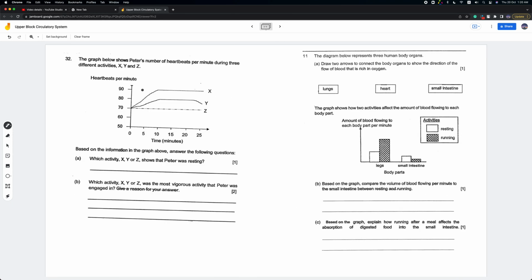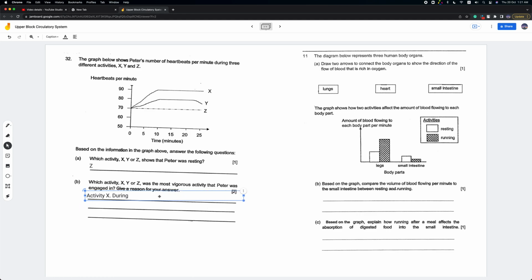Now, the next part, heartbeat per minute during 3 different activities, X, Y, and Z. Which activity shows Peter was resting? So, if he's resting, his heart rate should not increase. It should remain constant. So, Z again here. Which one is the most vigorous activity? It has to be X, because his heart was beating the fastest. So activity X, and give a reason, and the reason is very simple. During, okay, let's pull this.